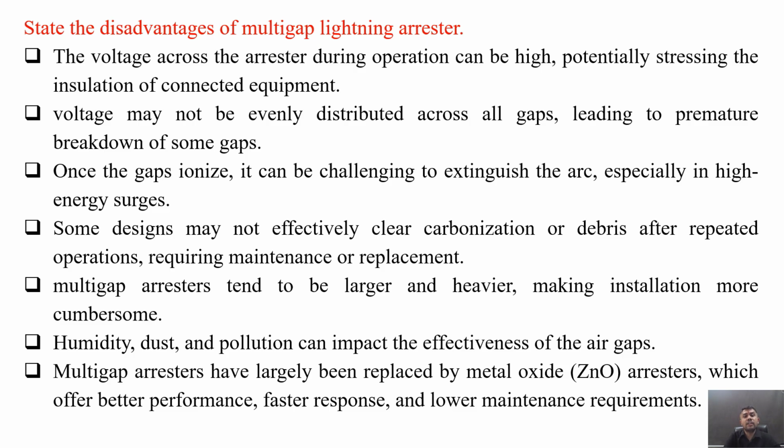Some designs may not effectively clear carbonization or debris after repeated operations, requiring maintenance or replacement. Multi-gap arrestors tend to be larger and heavier, making installation more cumbersome. Humidity, dust, and pollution can impact the effectiveness of these air gaps or the lightning arrester's performance. Multi-gap arrestors have largely been replaced by metal oxide arrestors, which offer better performance, faster response, and lower maintenance requirements. So these are several disadvantages of the multi-gap lightning arrestor.